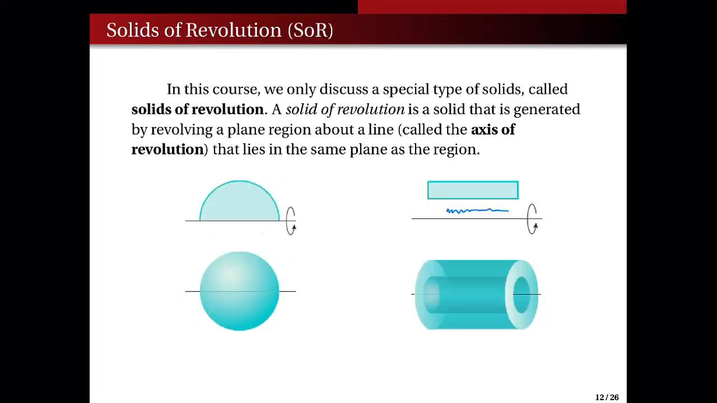Or your axis of revolution is totally not intersecting the region. So those are the cases that we will consider. They are called solids of revolution. For these solids of revolution, we will have three methods. We'll do two methods today.